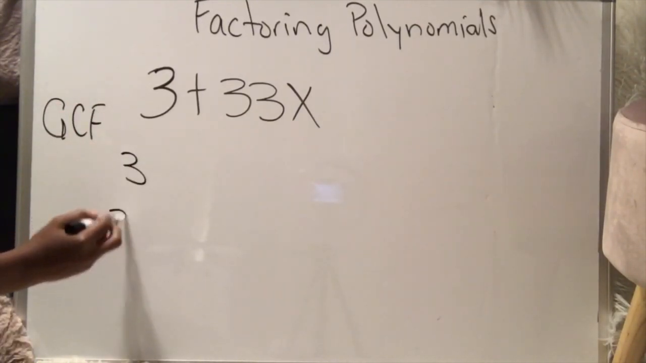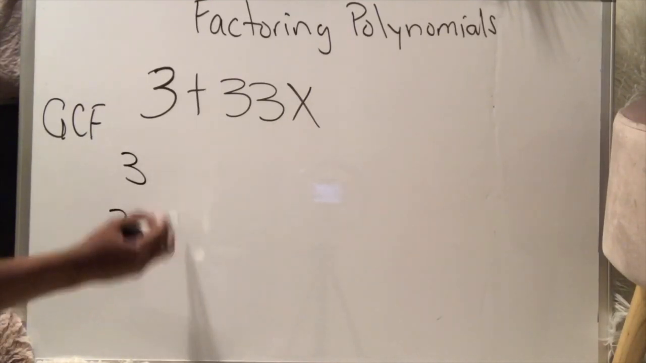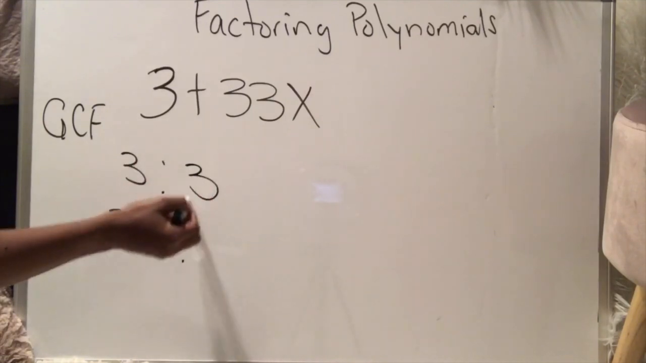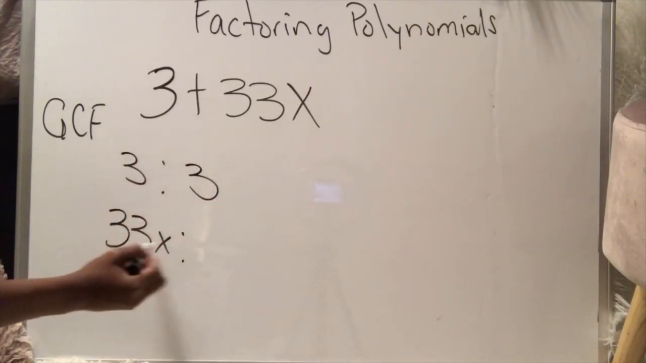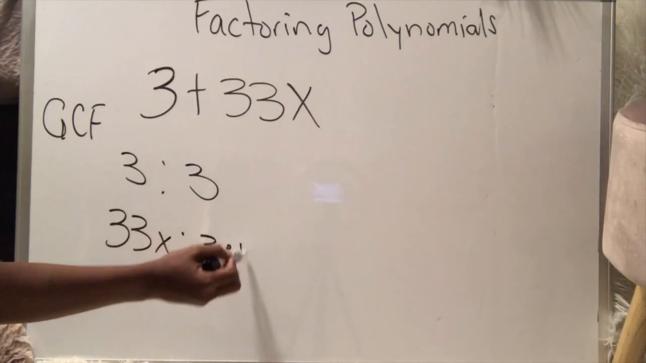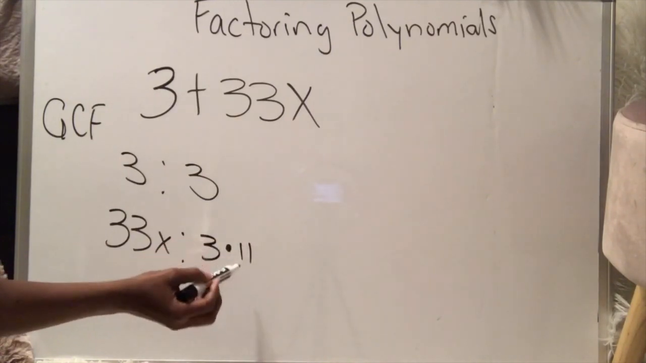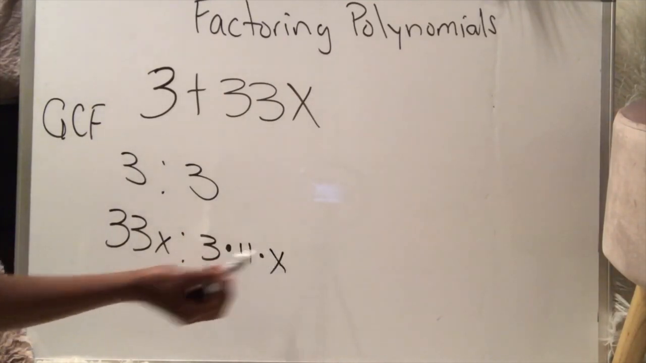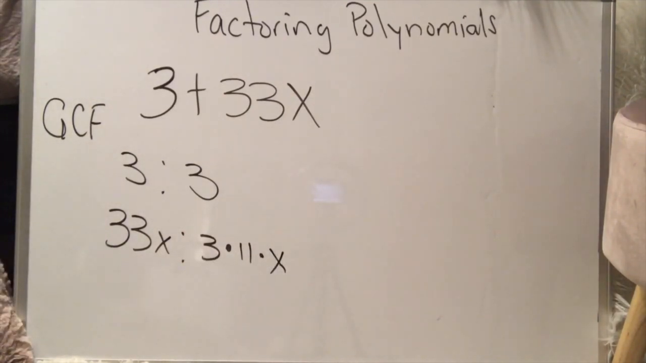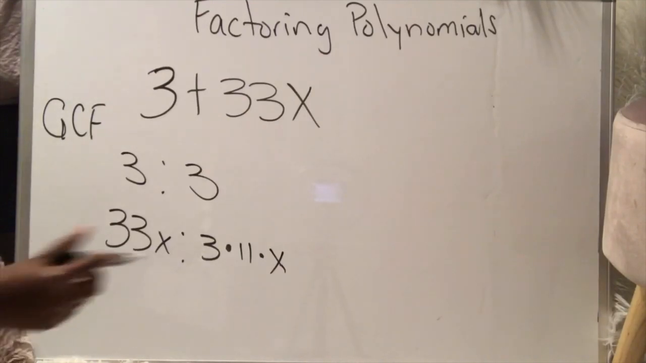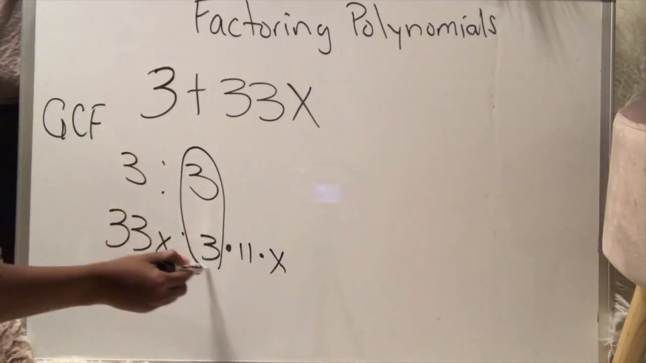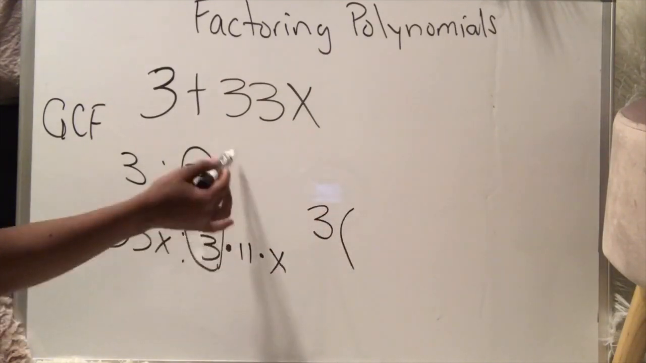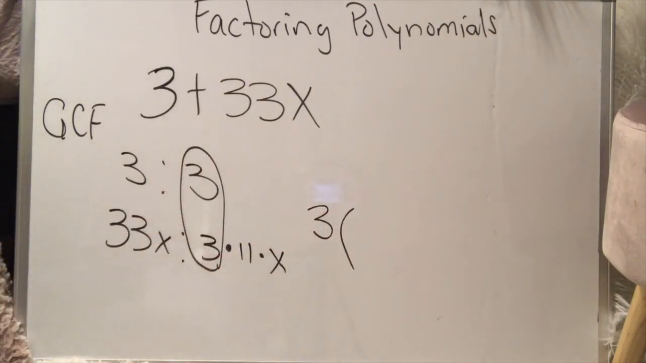So we write out our terms. We find our primes, which 3 is just 3 times 1, so that's prime. And then 33 is 3 times 11 times x. All right, so this one's a little tricky. We pull out a 3, and we have nothing on this side. So what will we do?